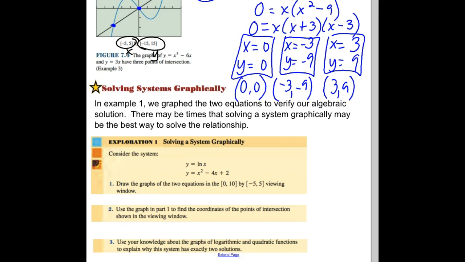We are going to look at a couple graphically because they are harder to solve algebraically. We have one of our equations be a natural log equation. I want you to talk at your tables before you grab your calculators. What does y equals the natural log of x, what would the graph look like? And what would the graph for y equals x squared minus 4x plus 2 look like? What's the basic shape?